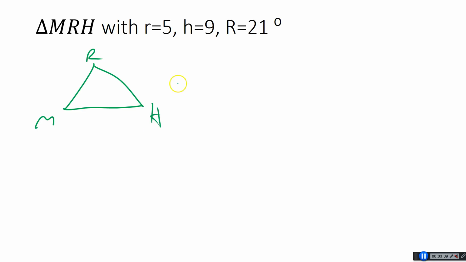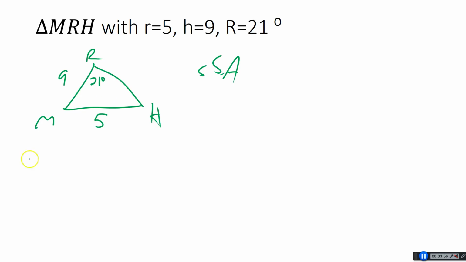Okay, they tell us little r is 5. They tell us h is 9. They tell us that angle r is 21 degrees. This once again looks like a little side, big side, angle triangle because we have 5, 9, and the 21 degrees if we do those in order as we go around the outside.